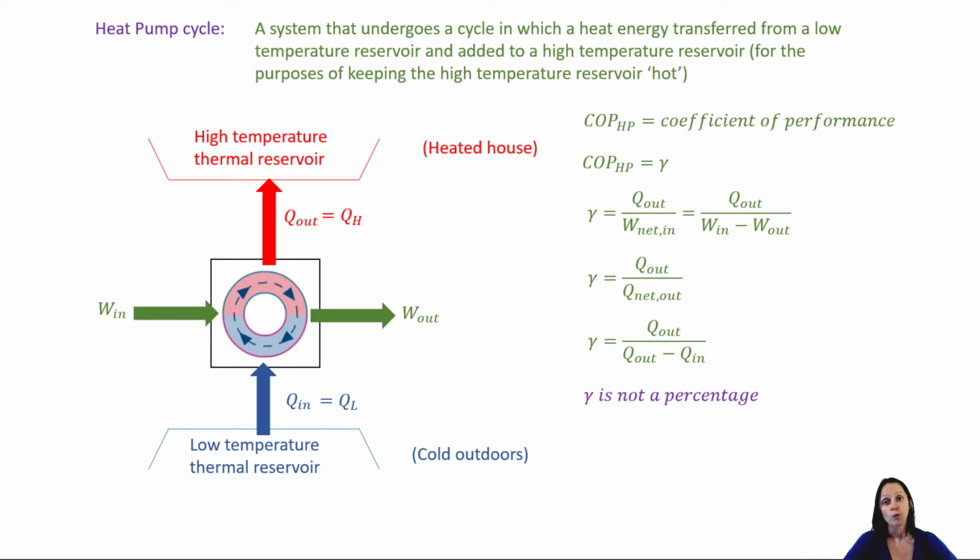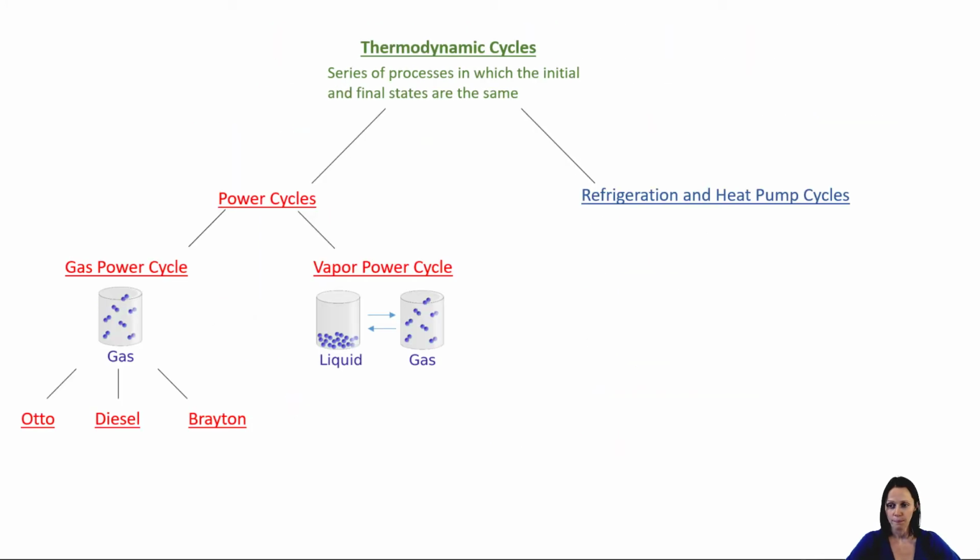And once again, if you want to know the limits of that, whether a coefficient is a good one or a bad one, make sure you review the Thermal 1 video on the second law limits on cycle performance. And then lastly, the heating capacity is the rate at which you're adding heat to that high temperature reservoir. So it's Q dot H, or Q dot out of your cycle and into that high temperature reservoir.